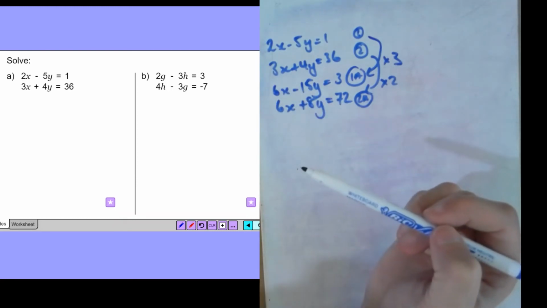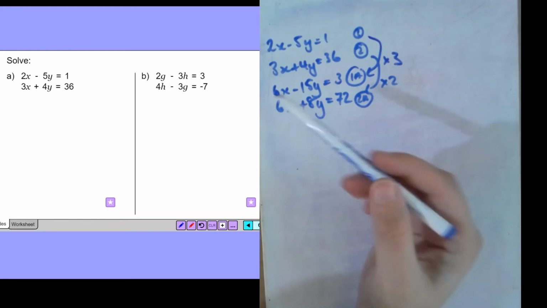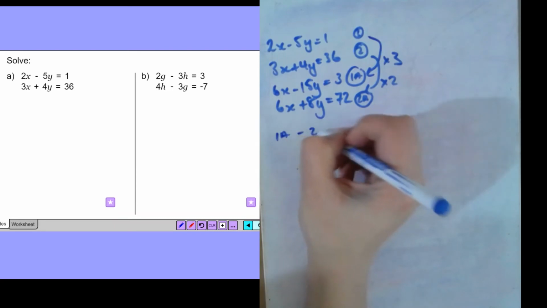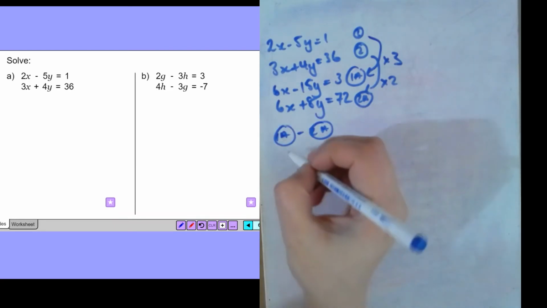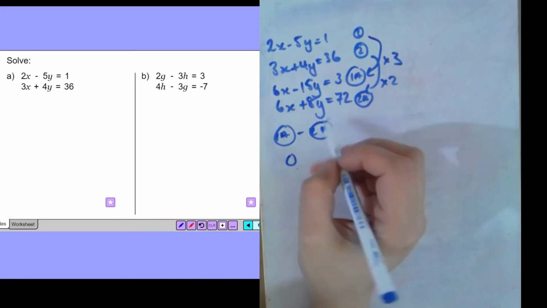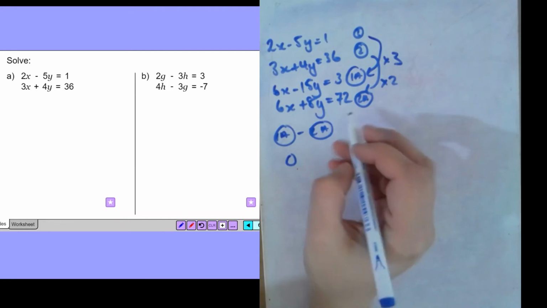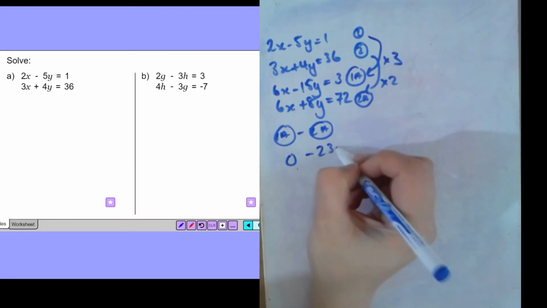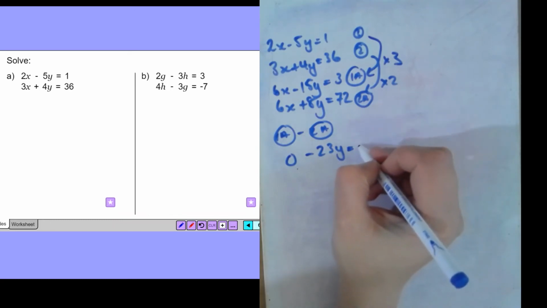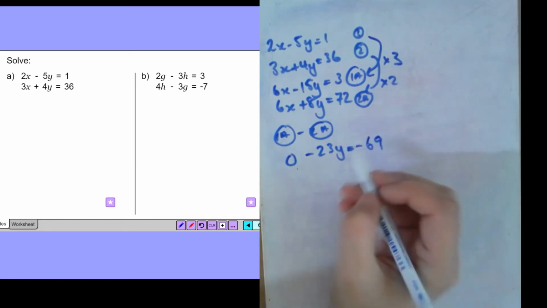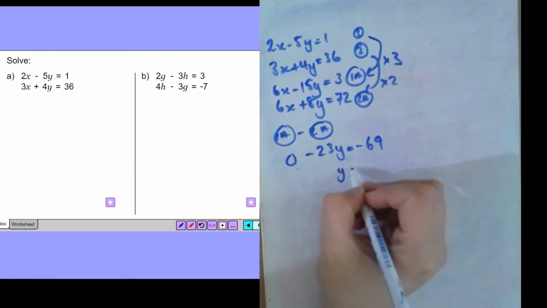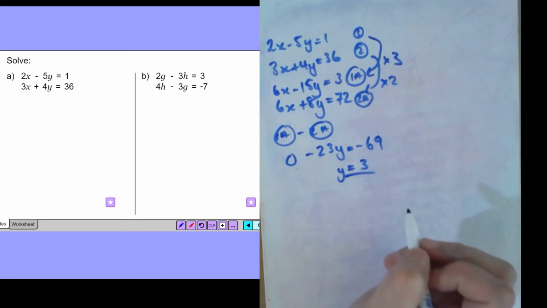Okay, so when I'm looking at these, I can see there are two 6x's. The only way I could make them work is if I subtract one from the other. So I'm going to do 1a take away 2a. So I've got 6 take away 6, which is 0. I then have negative 15 take away the 8, which is negative 23y. And then I've got 3 take away 72, which is negative 69. So I am going to divide both sides by negative 23. That then leaves me with y equals 3.